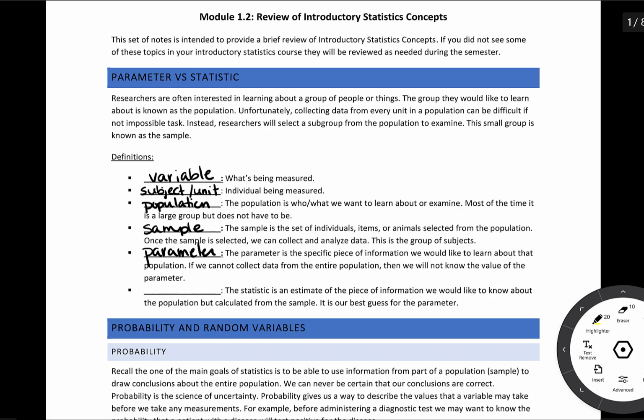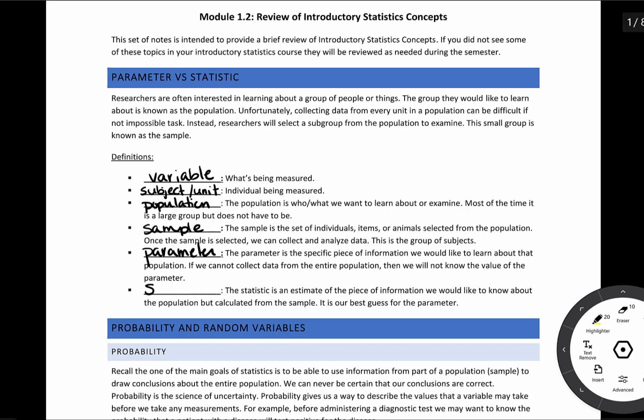The parameter is the specific piece of information we would like to learn about the population. If we can't collect data from the entire population, then we don't know the value of the parameter. In other words, we know conceptually what it is. For example, it could be the average BMI of all people who live in the state of Kentucky. That number exists, but since I can't find the BMI for all adults who live in Kentucky, I don't know what that value is. Conceptually I can say what it is, but I can't say what the exact value is.